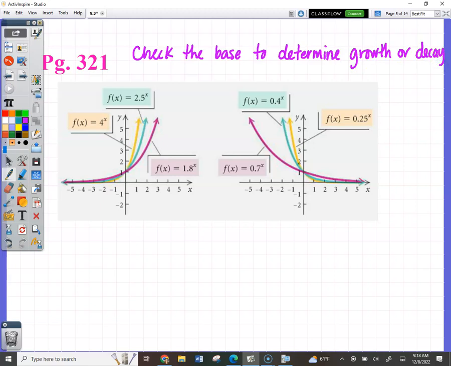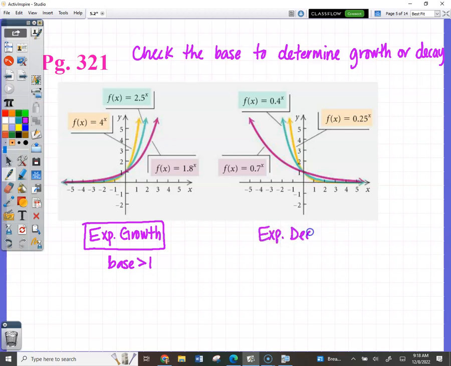All right, let's label this. This is exponential growth. Oh my. Because the base, and I'm going to just write the word base. The base is greater than 1. This is exponential decay because the base is less than 1.